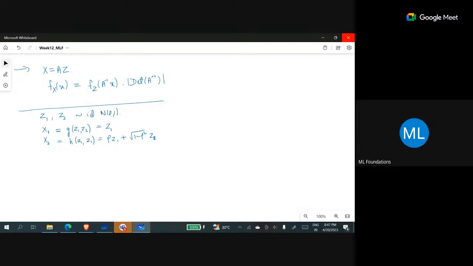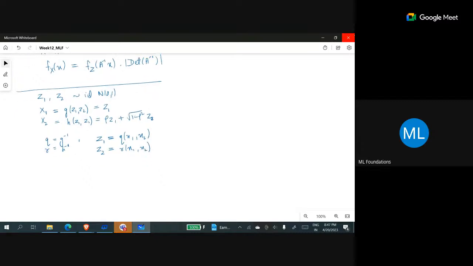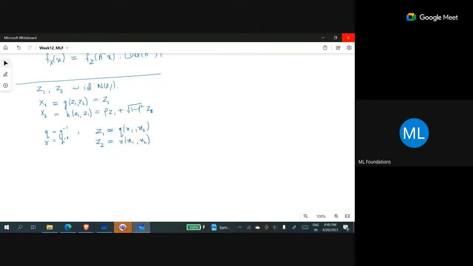Now what you want is to find such functions Q and R such that Q is G inverse and R is H inverse, so that you can write z1 as some function of x1, x2, and z2 as some function of x1, x2. If you have to find the distribution for x, you will try to write this z1, z2 in terms of x1, x2. This is what you will do.